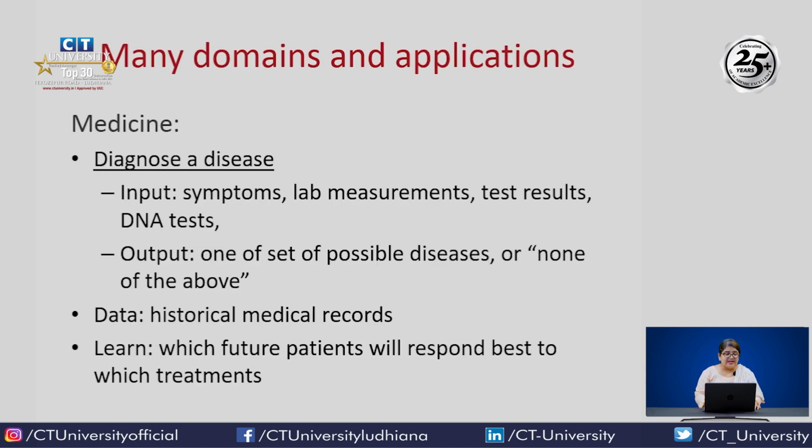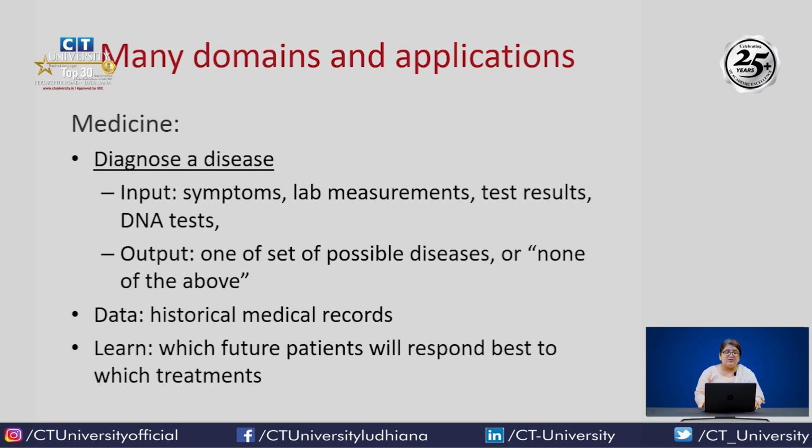Then there are many domains and applications where we use machine learning. For example, number 1 is medicine. We can diagnose a disease. Now, how can the disease be diagnosed? First, input is given: what are the symptoms of that disease, what are the lab measurements, what are the test results, what are the DNA results. And we will get the output: one of a set of possible diseases, or none of the above.